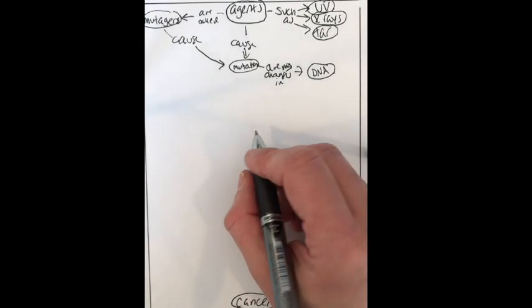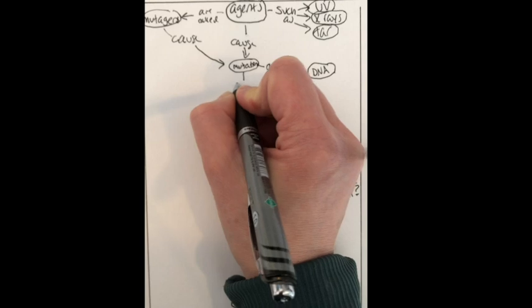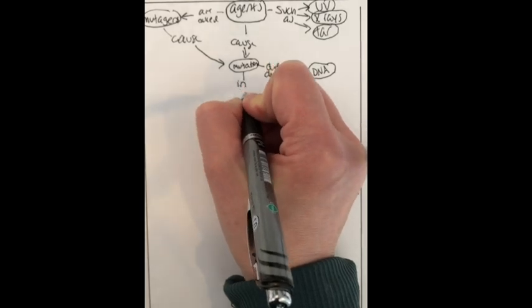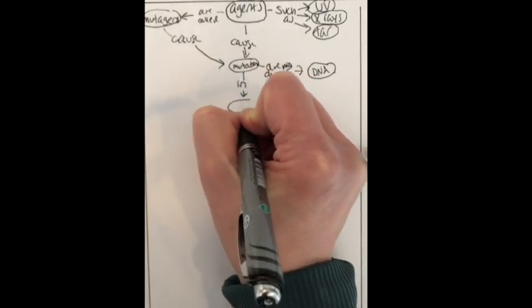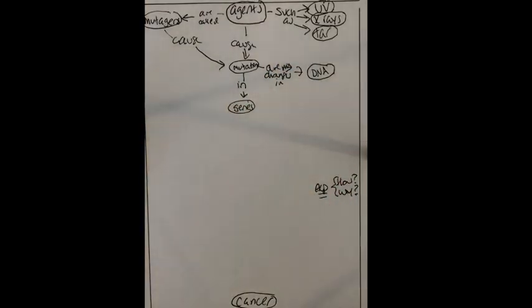Okay, so what is getting mutated? Well, genes get mutated. Mutations, arrow, genes. And remember, genes are sequences of nucleotides that code for a certain protein. They're the recipe for building proteins.